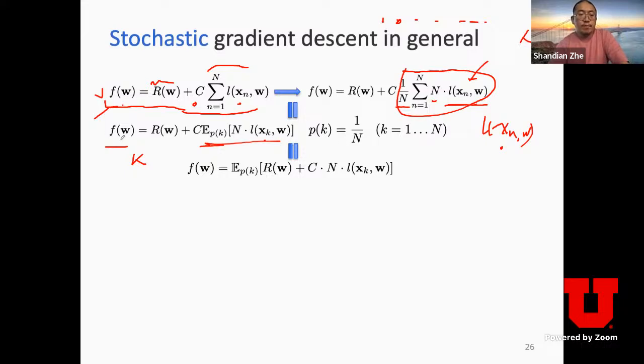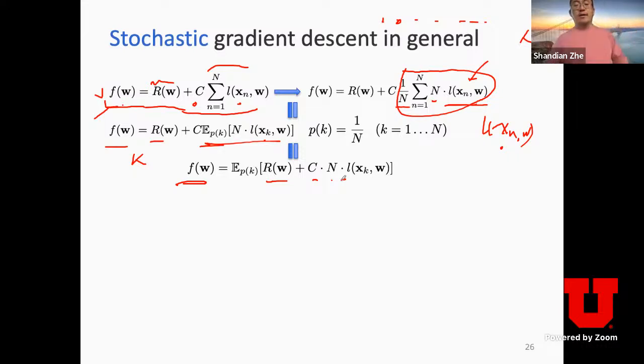And of course, because R of W is constant to K, we can also move R of W inside the expectation. It doesn't change anything because the expectation of a constant is still the constant. So then you can write our total loss function as an expectation of R of W plus C times n times this loss over some randomly selected data point with the current model parameters W, right?